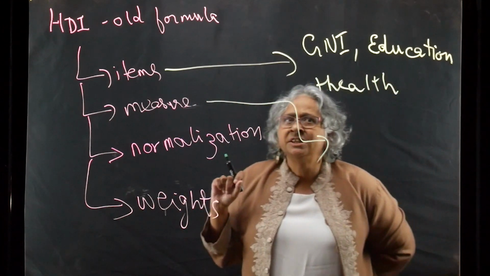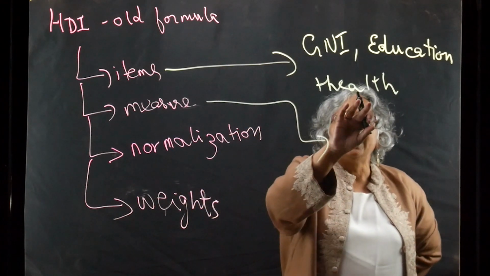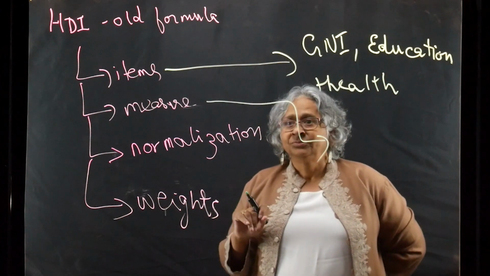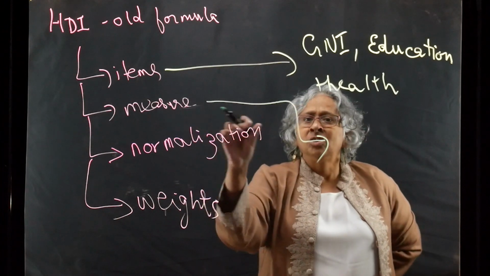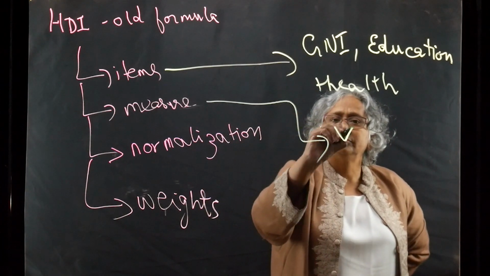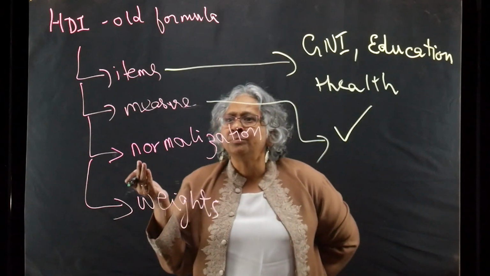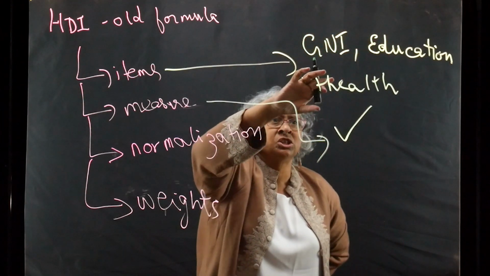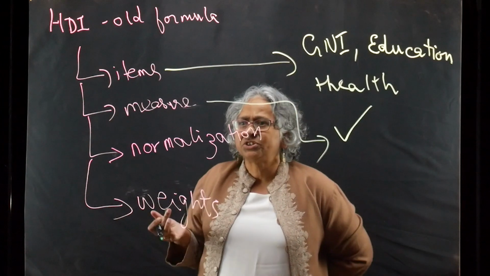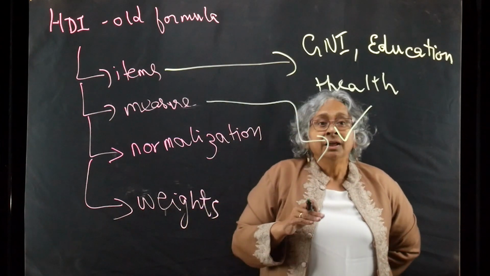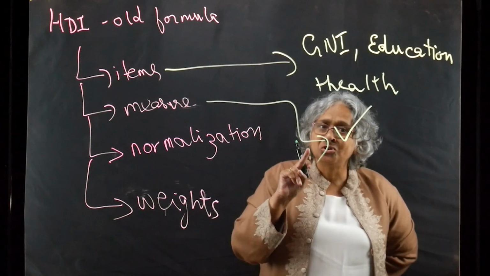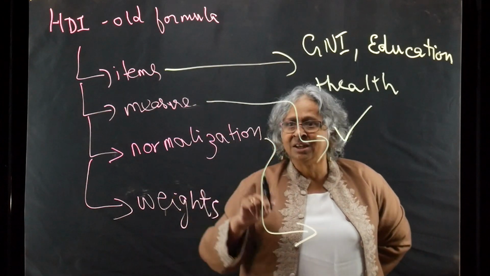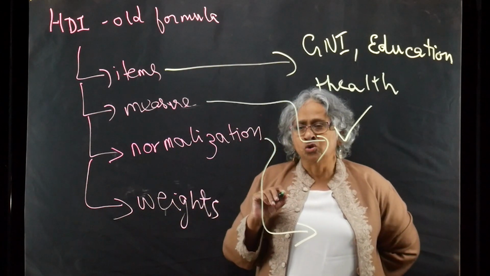For education, they decided to look at years of schooling, and for health, they decided to use life expectancy. I got my items, I got my measures. Now the problem is, how do I put all these together? How do I put GNI per capita, education, years of schooling, health, life expectancy all together? I have to normalize it. Now, as it happens, there are more than one way to normalize. HDI used the old formula initially, which is one way to normalize.